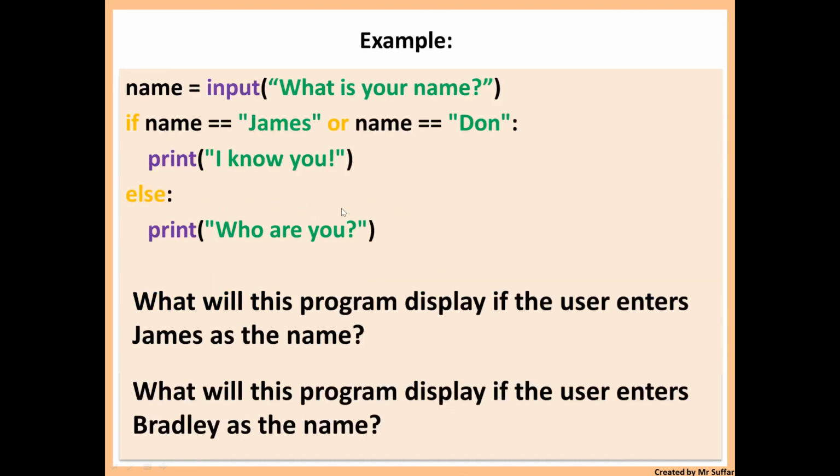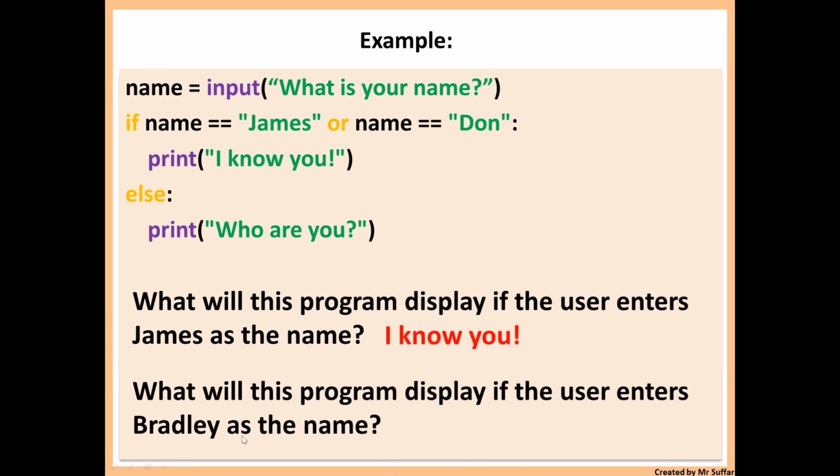Okay, here we have another example. We have name equals input, what is your name? So this asks the user for a name. And then it says if the name is equal to James, or the name is equal to Don. So with the OR operator, it only needs one side true. So as long as one of the sides is true, then it will become true and it will display I know you. Otherwise it will display who are you. So it says what will this program display if the user enters James? Now if the user enters James, so if James is equal to James, that would be true, and because the left side is true, it will display I know you.